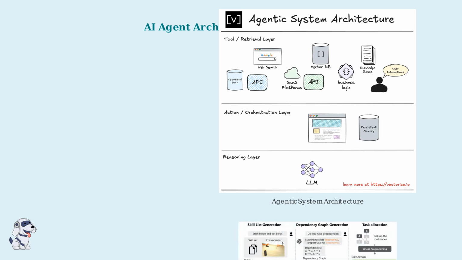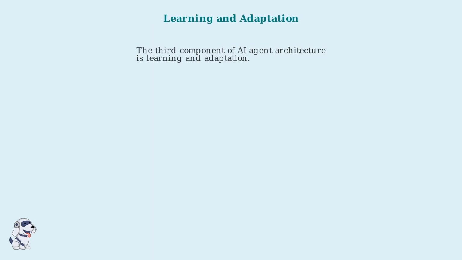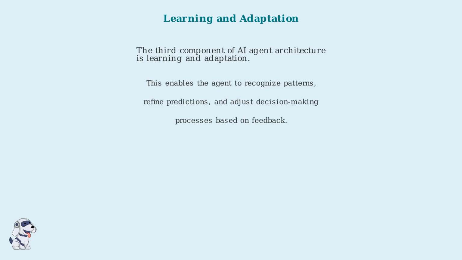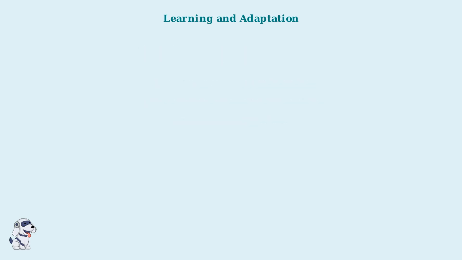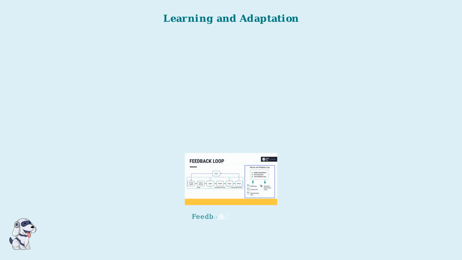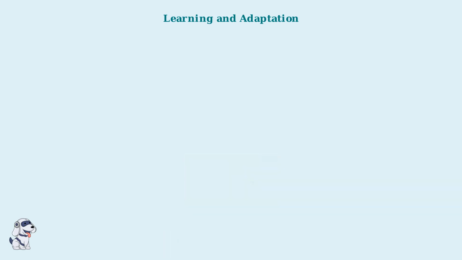A practical example is task allocation using dependency graphs, where agents determine the order of actions, like stacking blocks based on their dependencies. The third component of AI agent architecture is learning and adaptation. This enables the agent to recognize patterns, refine predictions, and adjust decision-making processes based on feedback. Agents use feedback loops to monitor performance, detect drift, and iterate on models.